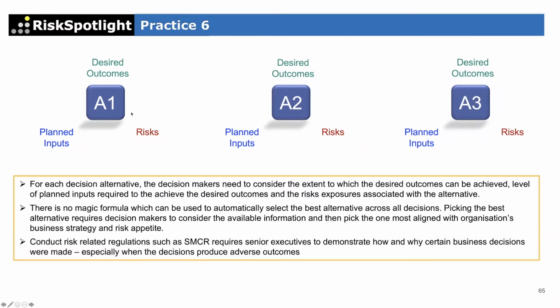will now look at each alternative, and they will look at the desired outcomes. They will look at the plan input. They will look at the risk. And now, depending on the risk appetite of the organization, depending on whether they believe the data which has been collected is correct, they will then pick one of the alternatives, and that's where the decision is made.